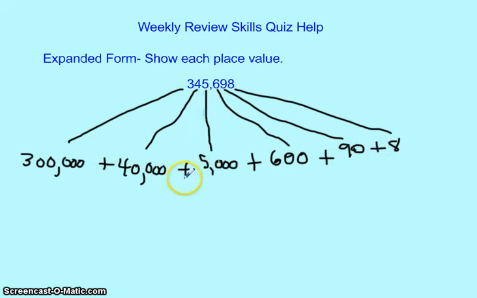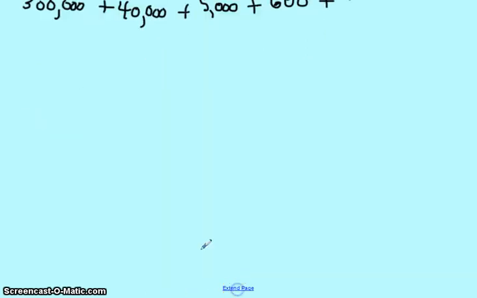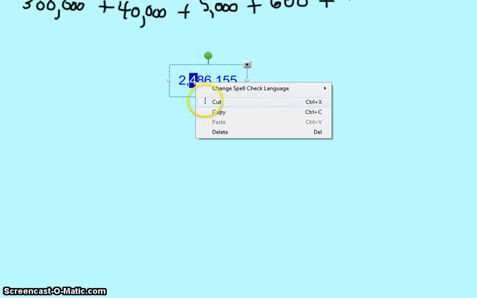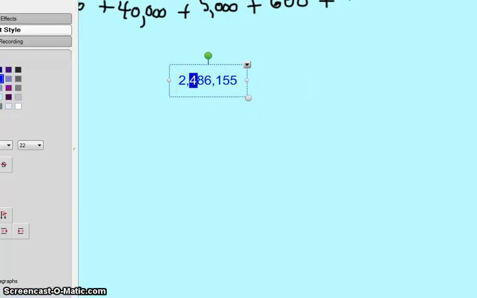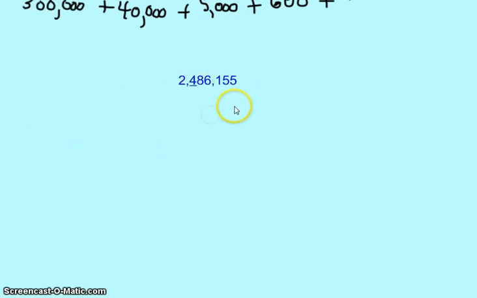Okay? So now, for the quiz tomorrow, you also have to be able to tell the value of a digit. So, let's say you had the number 2,486,155. Okay. And I ask you to tell me the value of the underlined digit. In this case, the 4 is underlined.